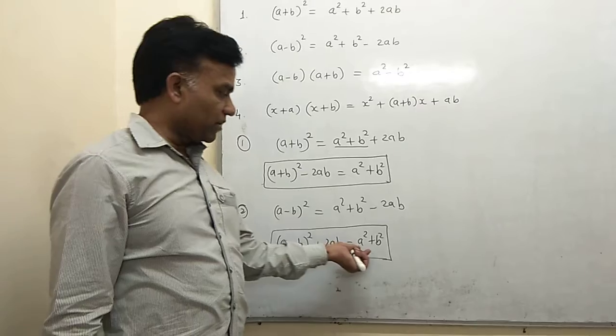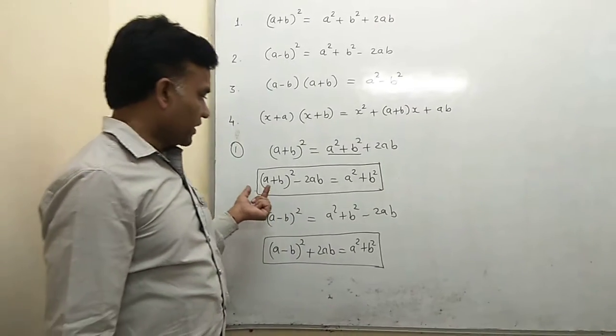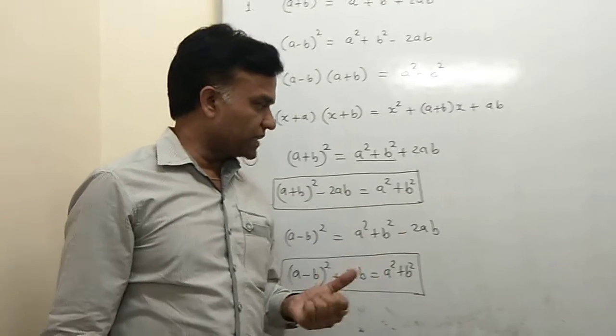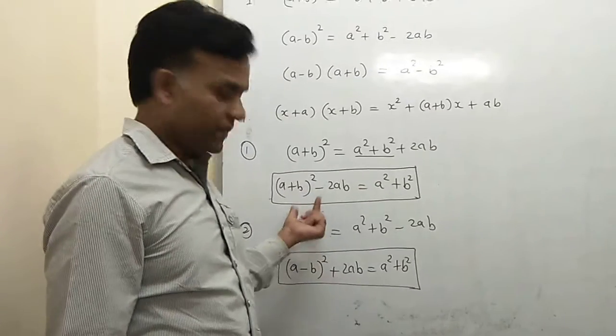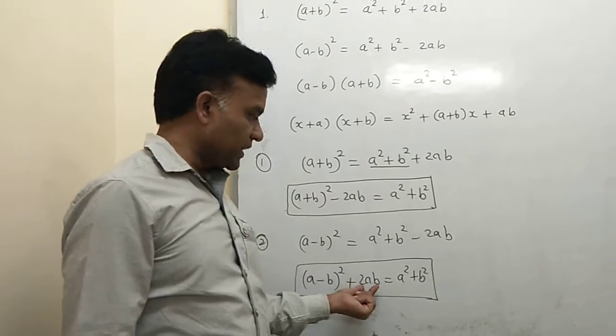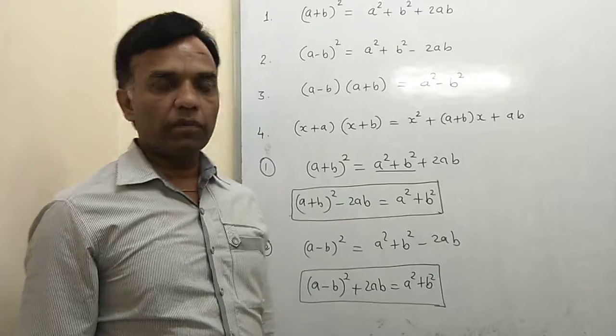So we find the value of a square plus b square, depending on which case is given. In a question, suppose the values of a plus b and ab are given, then you find the value of a square plus b square using this formula. And suppose a minus b and ab are given, then you put them in this formula, and you again get a square plus b square.